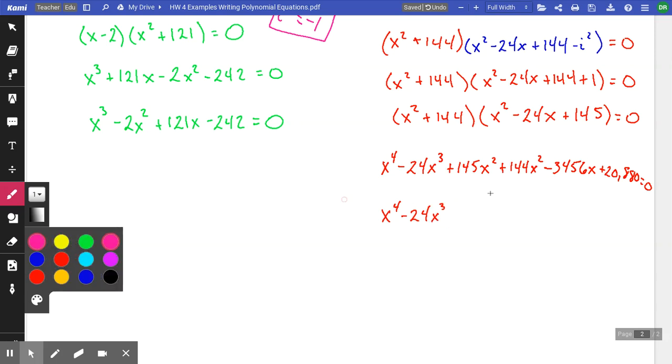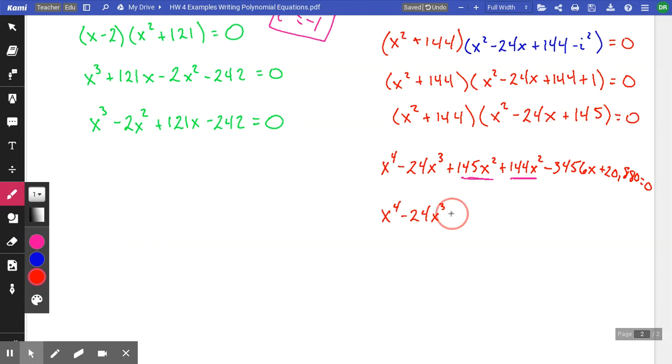Now we'll check for x squared. So let's see. We've got 145x squared and 144x squared. And that's going to give us positive 289x squared. And then nothing else combines. So we still have our minus 3,456x and our positive 20,880 as the constant term. And after that, we are all finished.